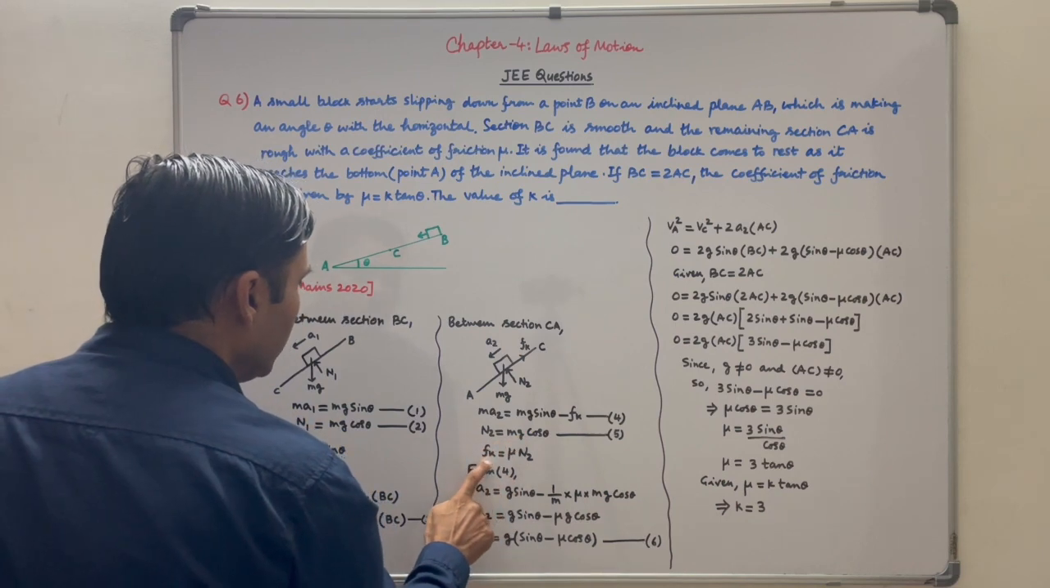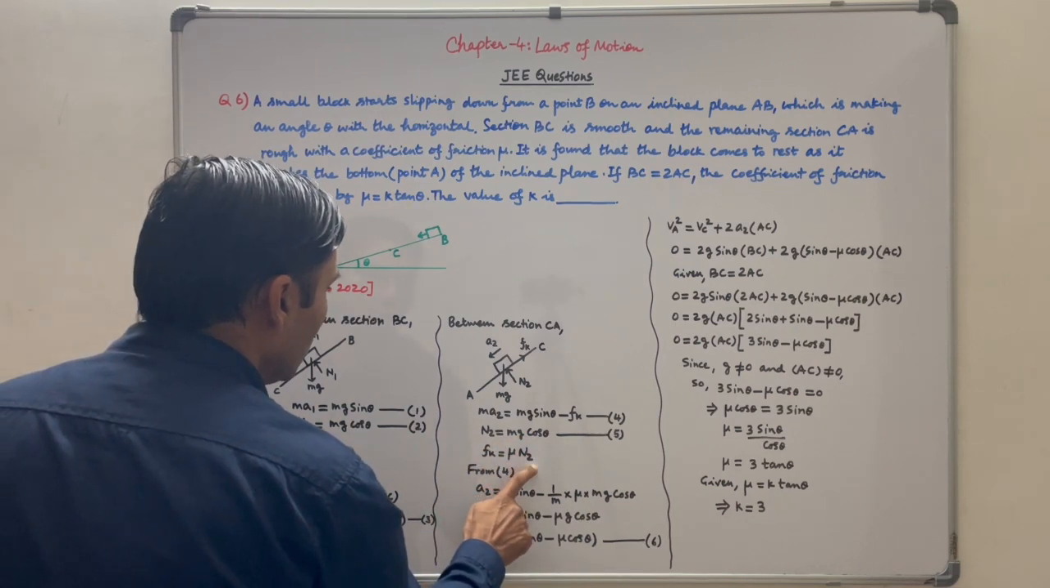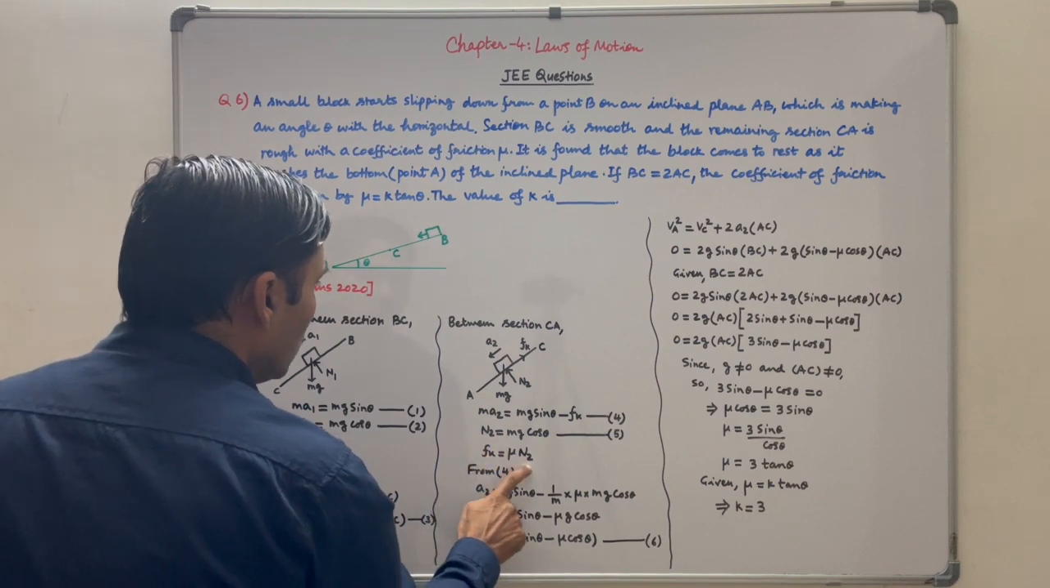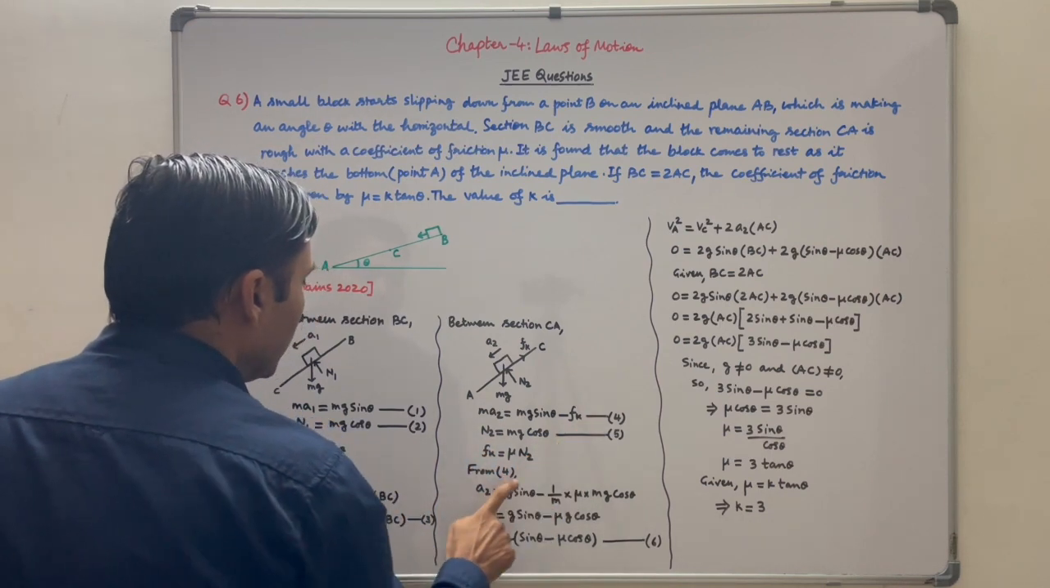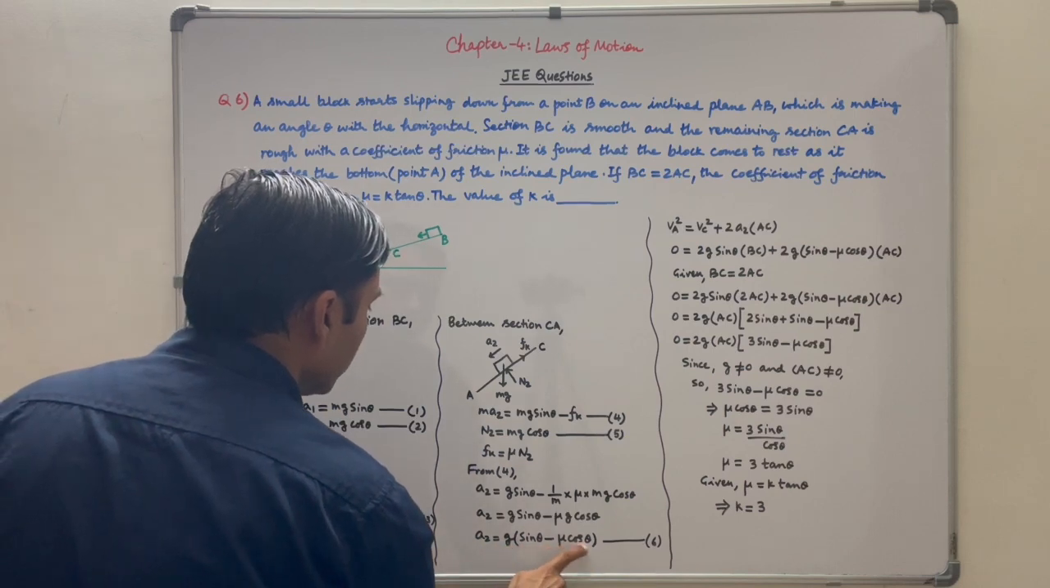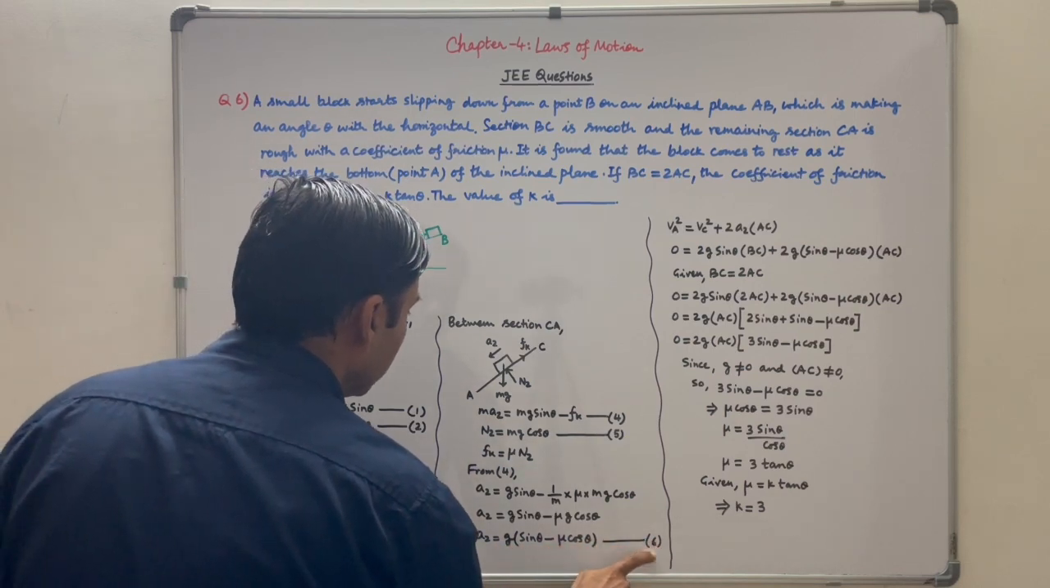We know that Fk is equal to mu into N2. Putting these values of Fk and N2 in equation number 4, we get a2 is equal to g into sin theta minus mu cos theta. This is equation number 6.